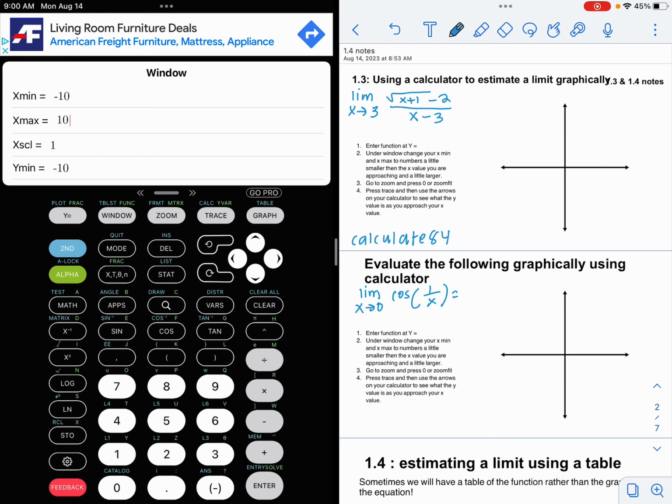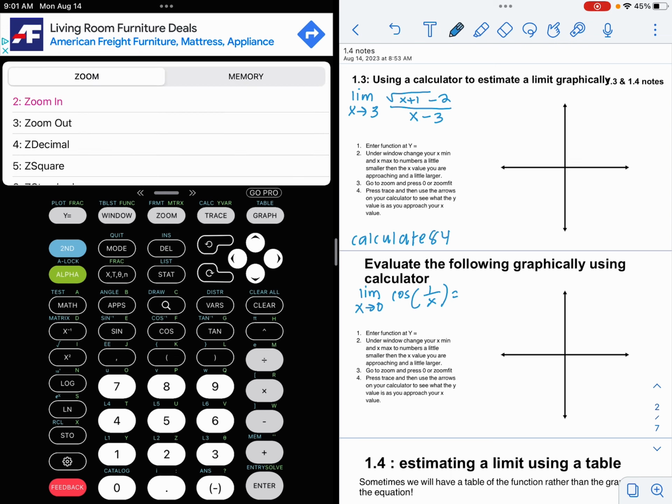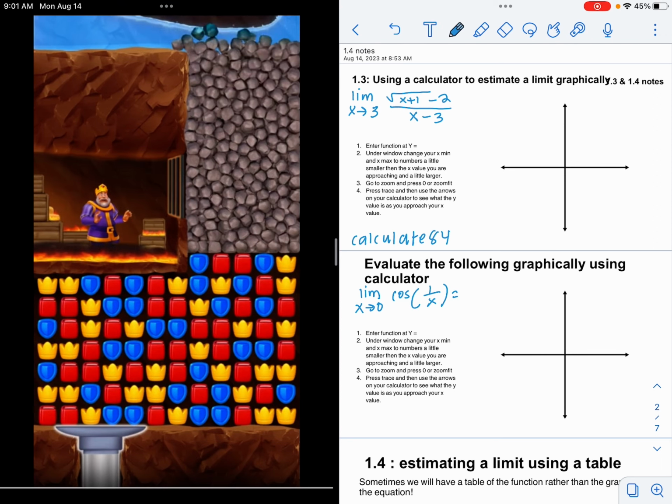If you press window, again at the top left, your x-min right now should be set at -10. I'm going to change that to 2 because that's a little bit smaller than 3. Then I'm going to change my x-max to 4 because that's a little bit larger than 3. Then I'm going to press zoom, and I'm going to find zoom fit. I can also just press 0, and it'll basically just fit the new graph to the bounds that we just put in. So I'm going to press enter.